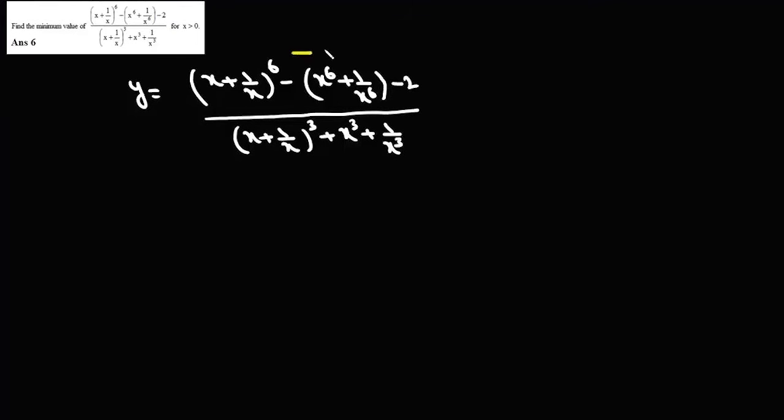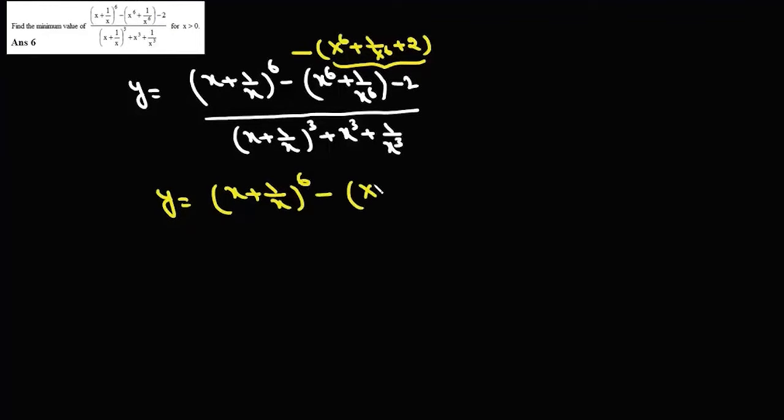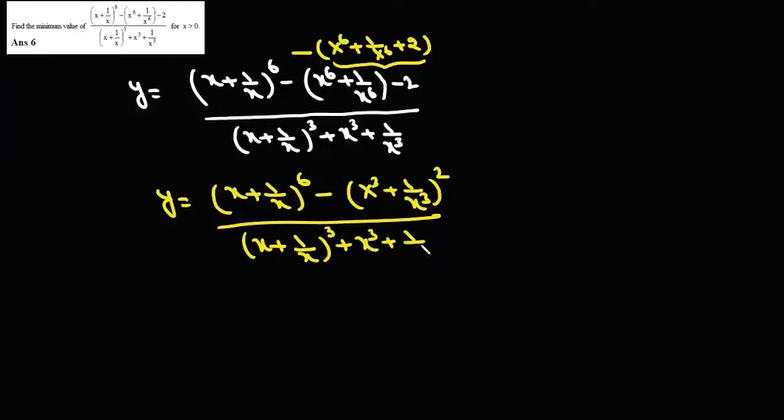So we can write this as minus, and here will be x to the power 6 plus 1 upon x to the power 6 plus 2, which actually is a square plus b square plus 2ab. So we can write this as y equals x plus 1 upon x whole to the power 6 minus x cube plus 1 upon x cube whole square, whole divided by x plus 1 upon x whole cube plus x cube plus 1 upon x cube.